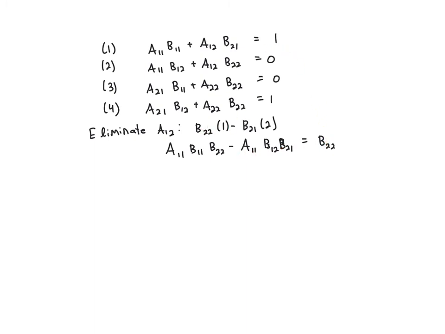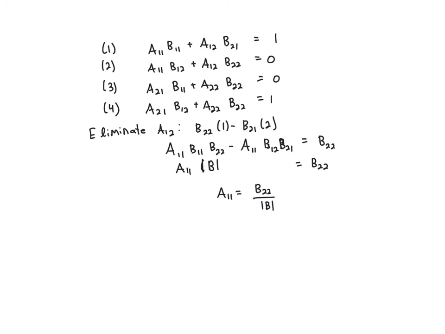Again, we have a common factor of A11 here. And what's left over looks like it's exactly the determinant of B. And so we factor out the common factor of A11. We see that what's left over is the determinant of B. We divide through by the determinant of B, and we see that A11 is B22 over the determinant of B. So the upper left entry of the inverse is the lower right entry of the original matrix divided by the determinant. All right.